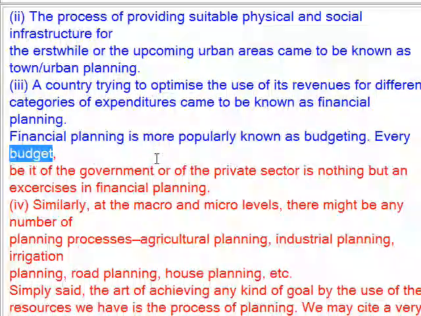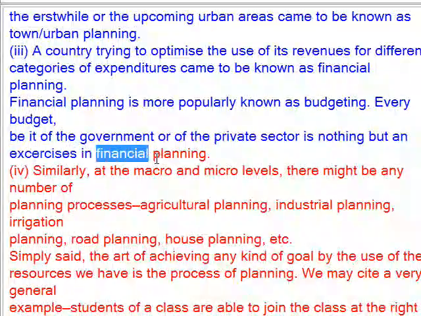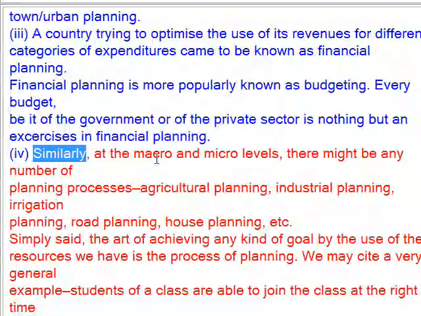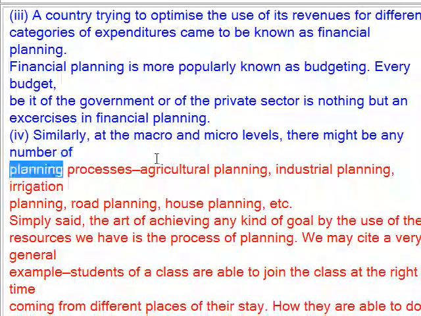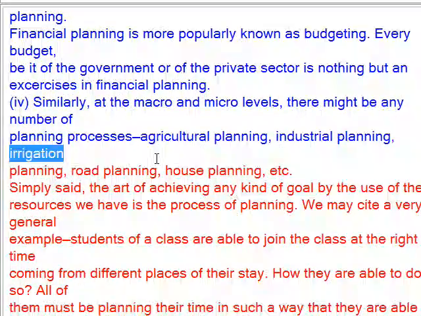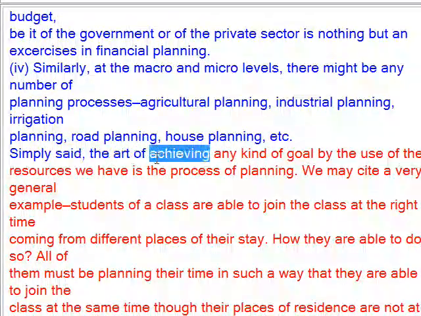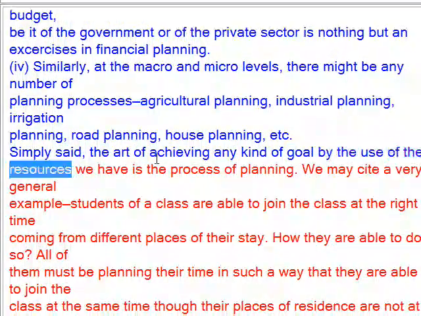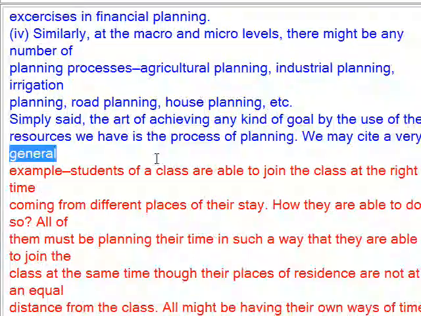Financial planning is more popularly known as budgeting. Every budget, be it of the government or of the private sector, is nothing but an exercise in financial planning. Similarly, at the macro and micro levels, there might be any number of planning processes: agricultural planning, industrial planning, irrigation planning, road planning, house planning, etc. Simply said, the art of achieving any kind of goal by the use of the resources we have is the process of planning. We may cite a very general example.